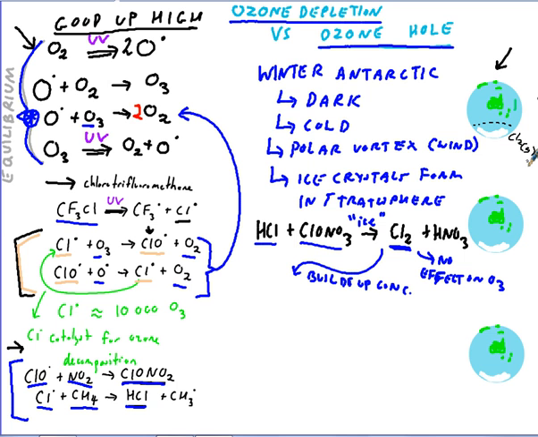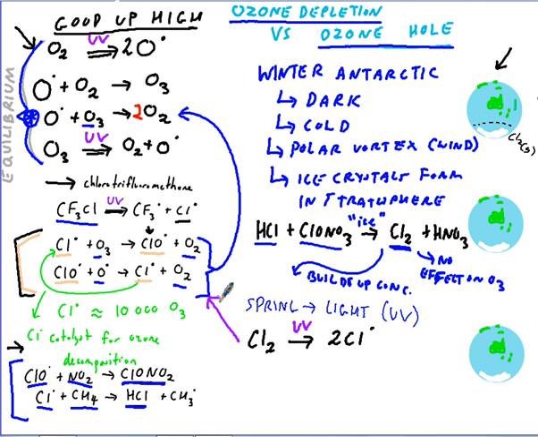The problem comes in spring, because in spring we have the return of light, but also that means the return of ultraviolet radiation. And that ultraviolet radiation can decompose these chlorine molecules. And what happens is this huge stockpile of chlorine molecules encounters UV light, and breaks down into two chlorine-free radicals. And as we know, chlorine-free radicals are catalysts for ozone decomposition.